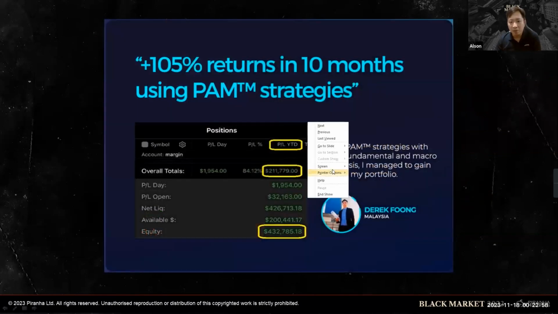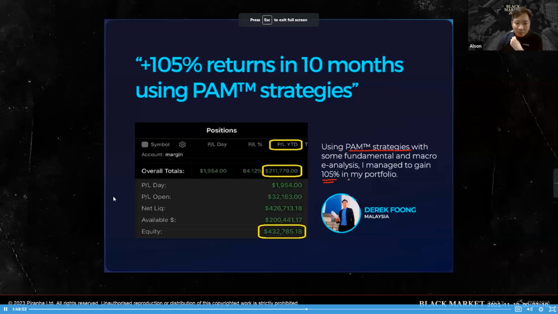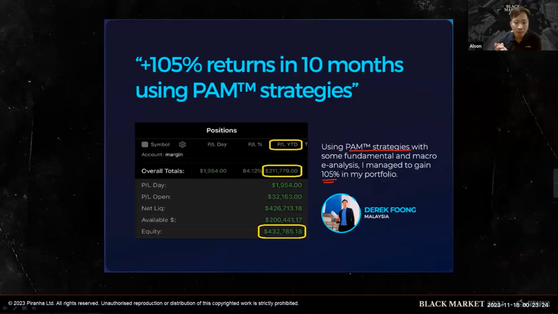And Derek, one of my students from Malaysia as well, actually used the price action manipulation strategy to time his entries into investment stocks. And in 2020, he managed to make about 105% return in his portfolio. In percentage terms, he outperformed me. I made 99% return in 2020. But I'm very happy for my students when they do well. I'm very happy for him because this is a very good return. And this is all in US dollars, guys.